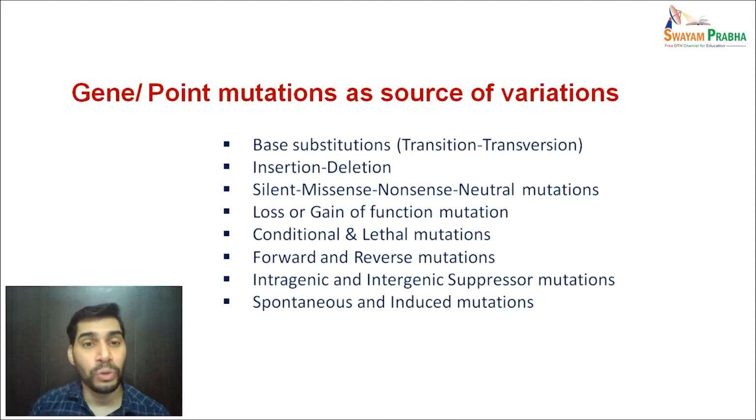Now, after the chromosomal aberrations, let us move ahead to the gene mutations or the point mutations, and how these point mutations or gene mutations act as a source of variations. There can be various types of mutations or gene mutations which we are going to discuss in the next few minutes.